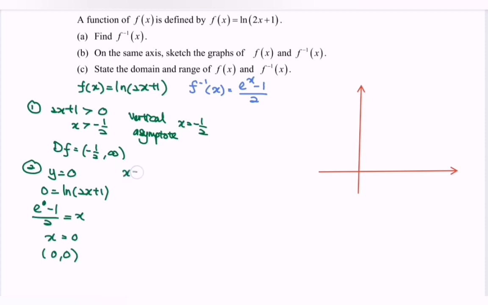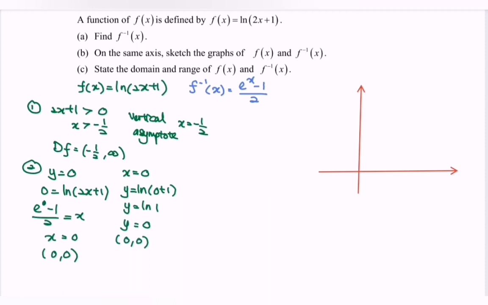Next, when x is equal to 0, kindly substitute. So we have y equals ln(0 + 1). y is equal to ln 1. As we all know, y will be equal to 0. So the coordinate will be (0, 0).